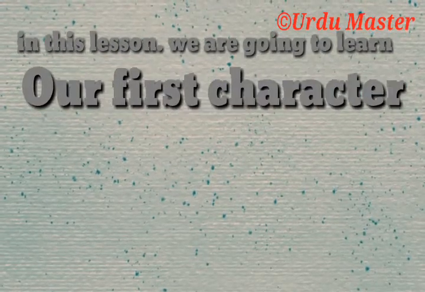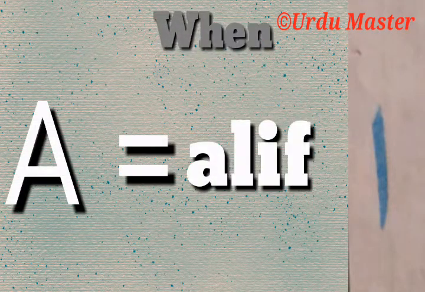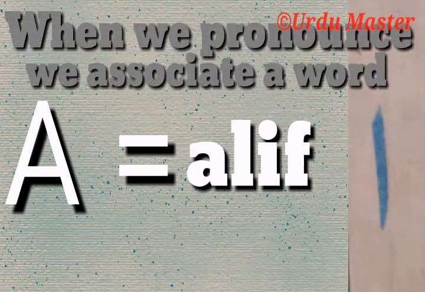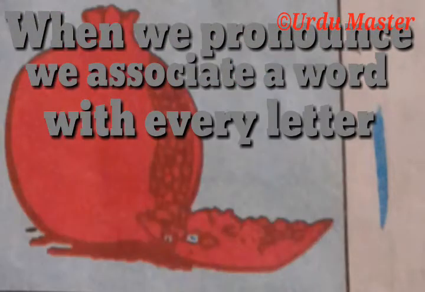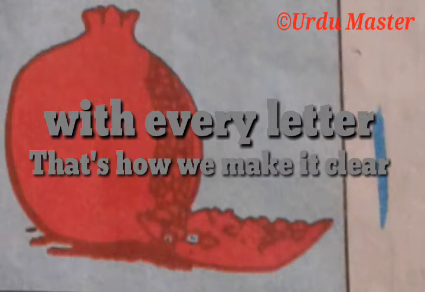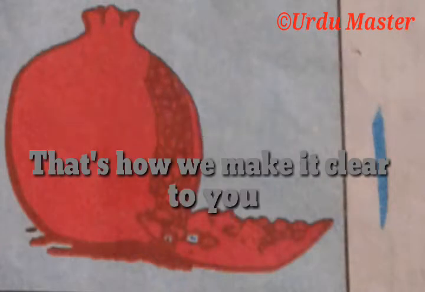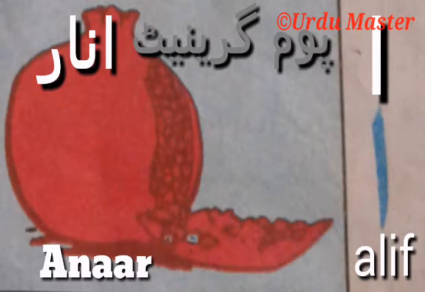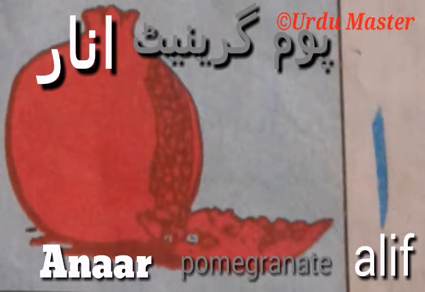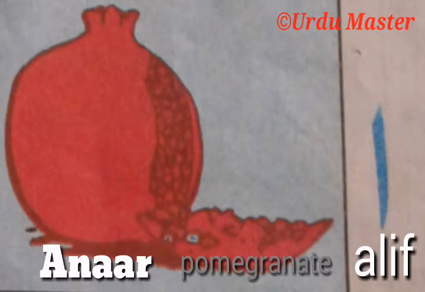In this lesson, we are going to learn our first character, Alif. Alif sounds like the English letter A. When we pronounce these, we associate a word with every letter. That's how we make them more clear to you. So let's pronounce Alif, Anar. Repeat it once more. Alif, Anar. Okay, now I think you have got it.